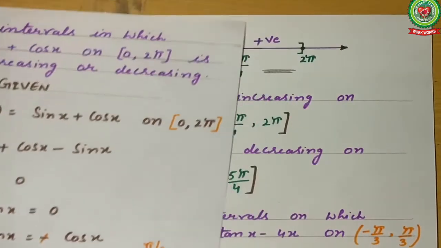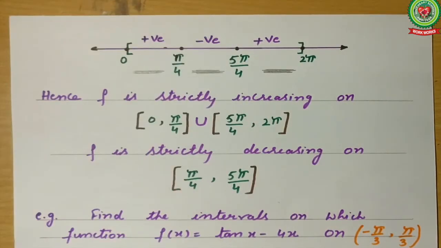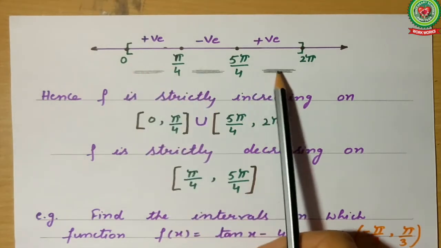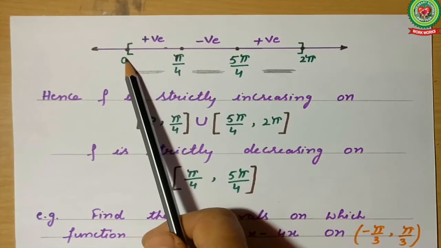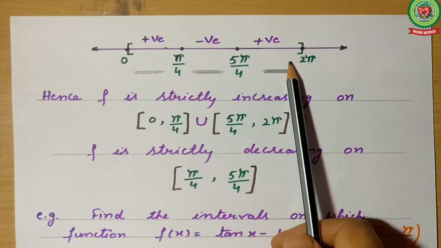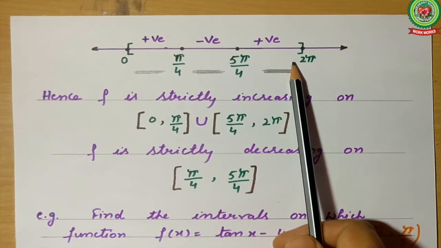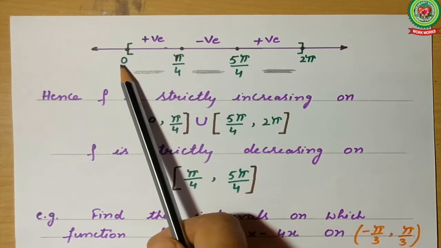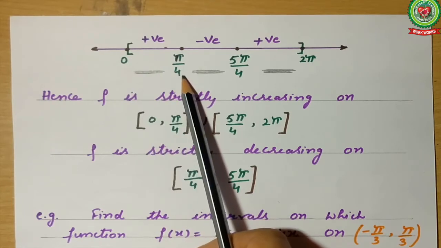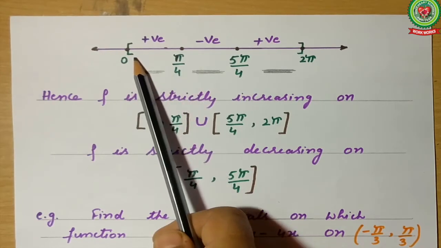We will represent it on the number line. When we represent it on the number line, 0 and 2π are both there. Both have a closed interval, so we will put the closed interval. Now it's turn for the sign. When we put any value between 0 till π/4, 0 has which interval? Closed interval. We can put value 0 there.